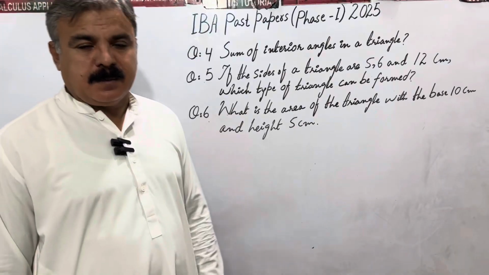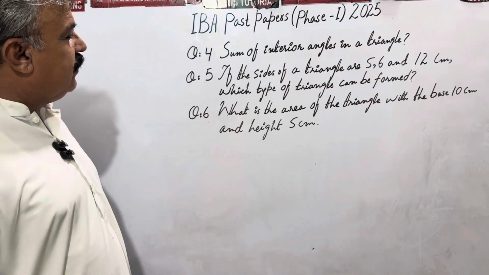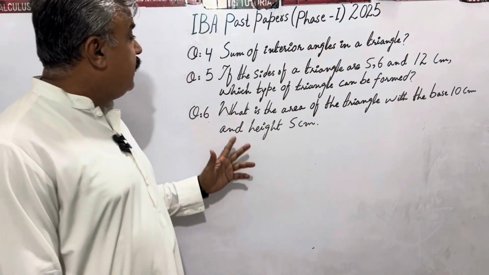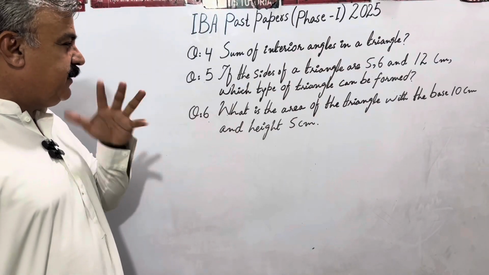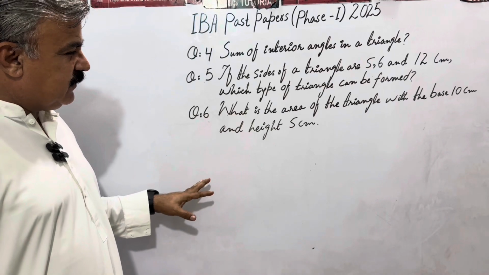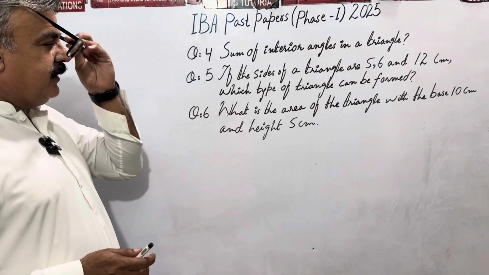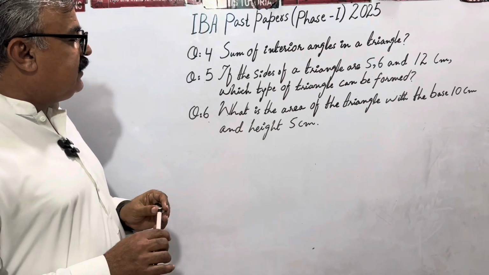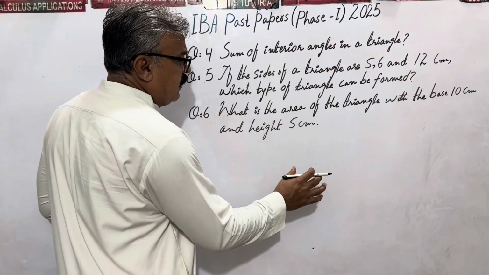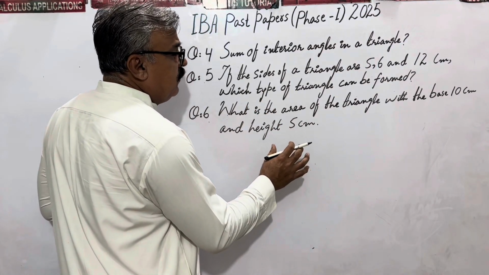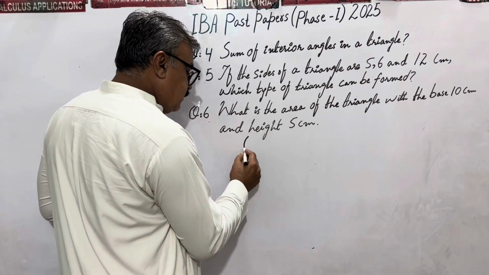Next question. Hi everyone. Some questions shared by students. They have recollected their thoughts from the IBA phase 1 and said such types of questions are present. They have recalled them, and I may have to solve them. Question number 6. What is the area of the triangle with base 10 centimeter and height 5 centimeter? Base 10 and height 5 centimeters. A simple, straightforward formula for the area of a triangle is used when we are given the height. Height is also called altitude.